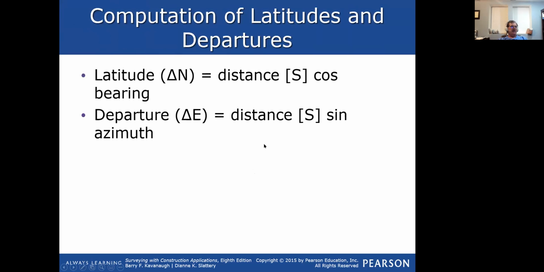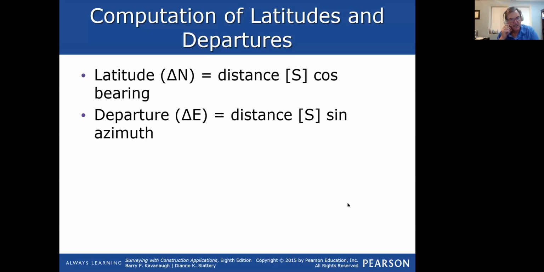Here's how we begin to talk this discussion of computing latitudes and departures. And I tell you what, I am going to do my best here to pause this and pause the recording. And I'm just going to take a little break and get back to this. So hang on. All right, I am back.